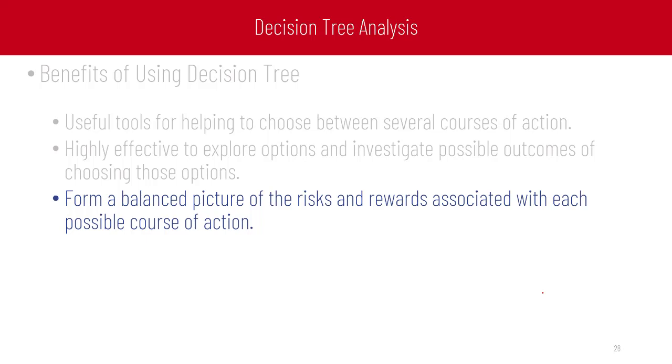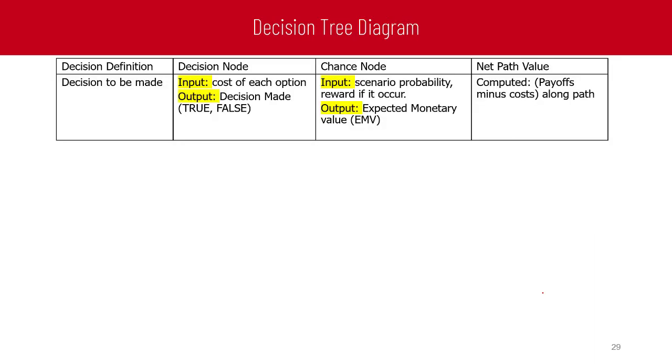So that means the decision tree will make it easy to select a decision between multiple decisions, based on the benefits or the losses of each decision. To do this, we will have a diagram. We need to draw a diagram, and this diagram will include some drawing shapes like the decision node, the chance node, and we will calculate the net path value.